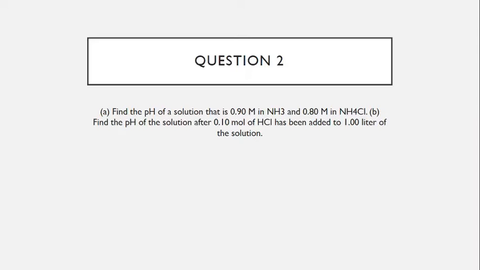Find the pH of a solution that is 0.9 molarity in NH3 and 0.80 molarity in NH4Cl, and find the pH of the solution after 0.10 moles of HCl has been added to 1 liter of the solution.